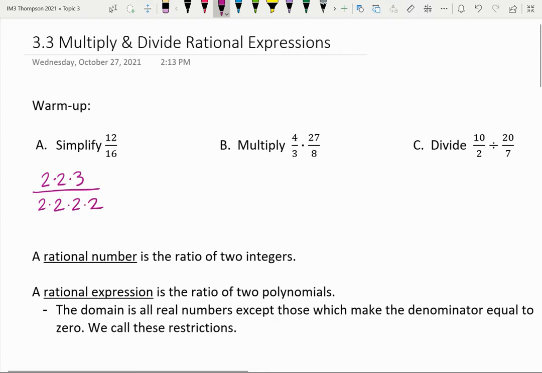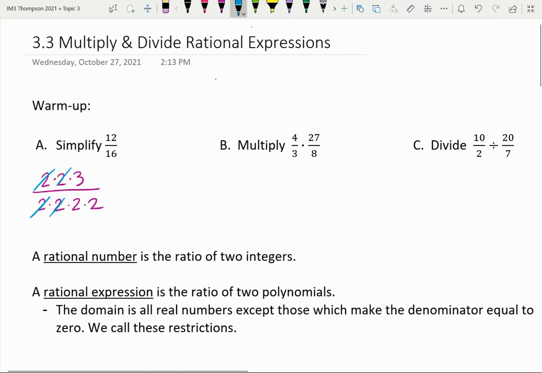Now, we get used to doing this in our head because we get really good at multiplication and division. But essentially, when I'm simplifying, when I'm reducing 12 over 16, I am canceling out one of those factors. So I cancel out a factor. I can cancel out another factor, because 12 and 16 are both divisible by 2 times 2, which is 4.